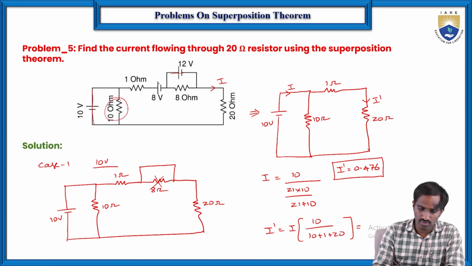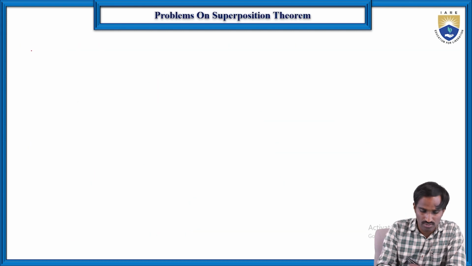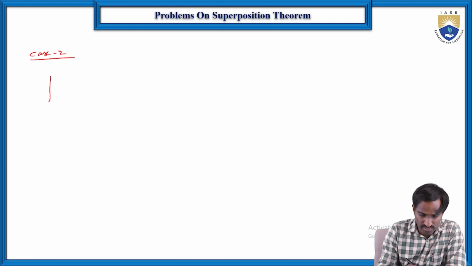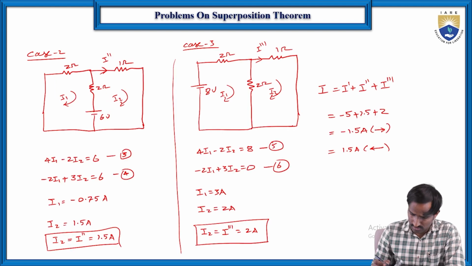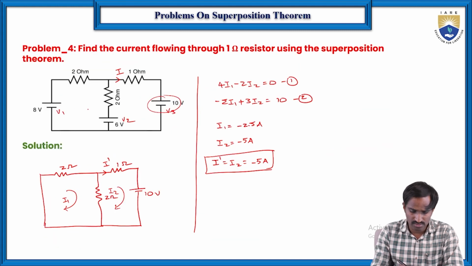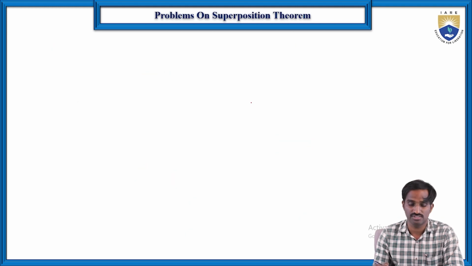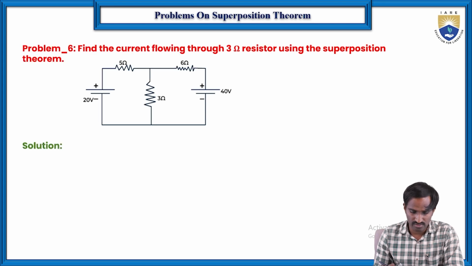So now we are considering only this 8 volt voltage source. Let us consider this case 2. In this case, this is a short circuit and this is a short circuit, so this resistor will become 0. Then you will be having only the 1 ohm and 20 ohm resistors, right? That's why here you will be having only the 1 ohm and 20 ohm resistors.